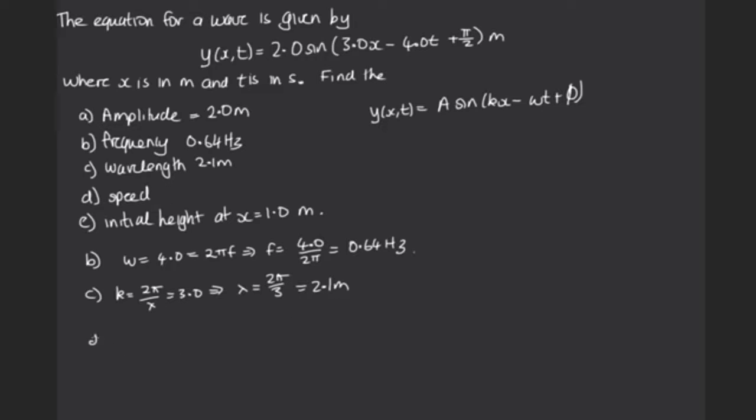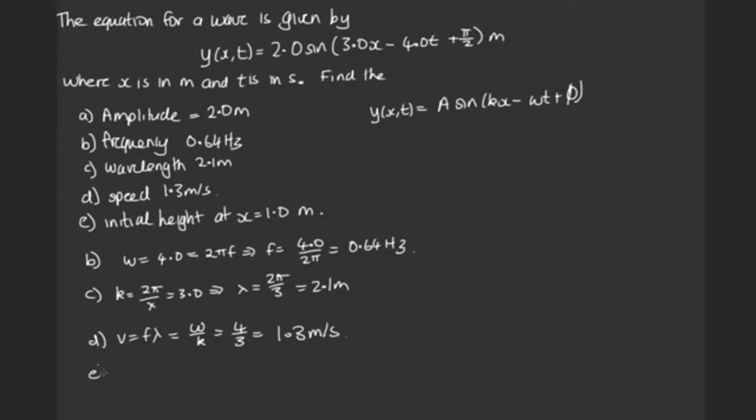The speed, D, we've got v equal to fλ. So we could just multiply together our f and our λ here, or we could use the other equation, that v is equal to ω over k. We know that ω is 4 and k is 3, so this is 4 over 3, and so that is equal to 1.3 meters per second. So this is 1.3 meters per second.